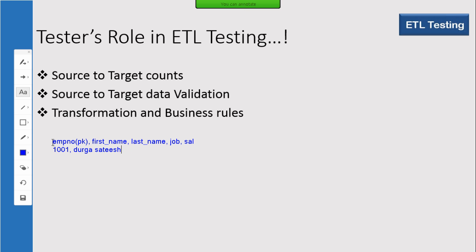Durga, actually, I have a question. Your second point is source to target data validations. For example, if the source has 1,000 records, the target should also have 1,000. So do we have to manually verify all 1,000, or pick sample data and verify? Okay, good question, Pandian. We can get this particular data validation done with the help of our SQL queries.